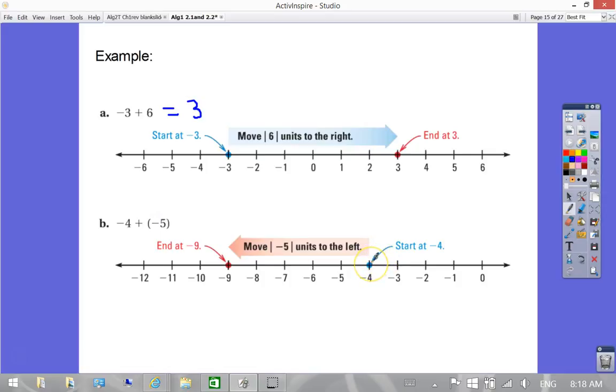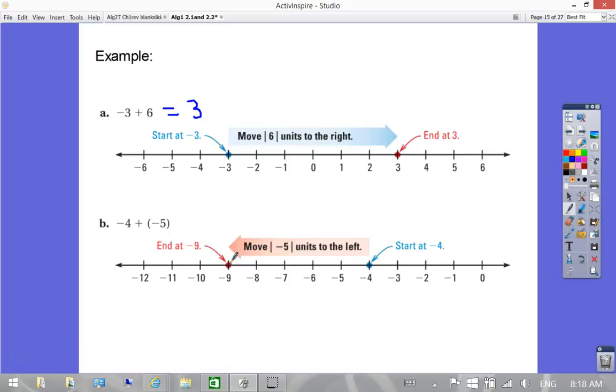How about -4 plus -5? Start at -4, and saying plus a negative means go which direction? Left, right? So you're going to go 1, 2, 3, 4, 5. So now, they both had the same sign.